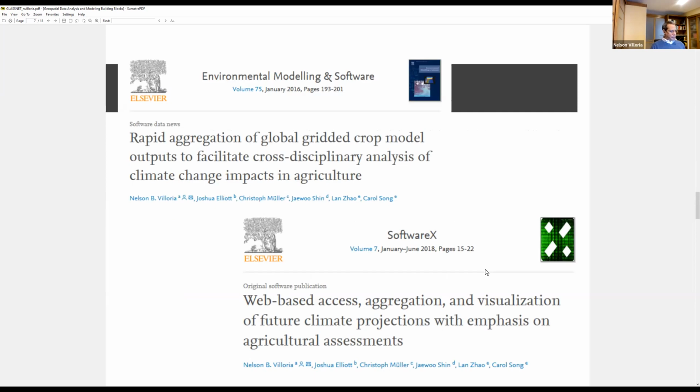So the question was how to make the data available to users. We got 2 papers out of this, and each paper is a Hub Zero GeoShare tool. They are still working, they are out there. The team were myself, Joshua Elliott, Christoph Mueller, both of them with the AgMIP project, and then Carol Lang and Jewu at Purdue. So we basically had 2 tools. One was to aggregate global grid crop models, and the other to aggregate the climate data from the CMIP5 archive.